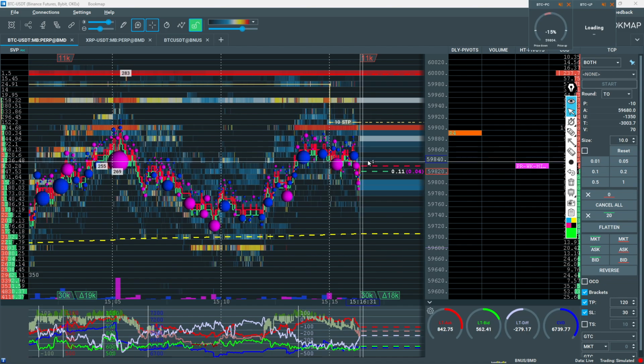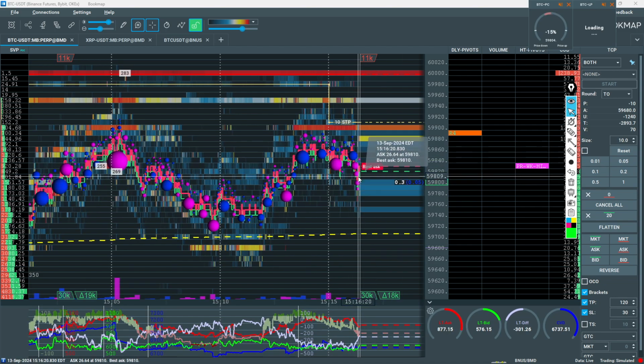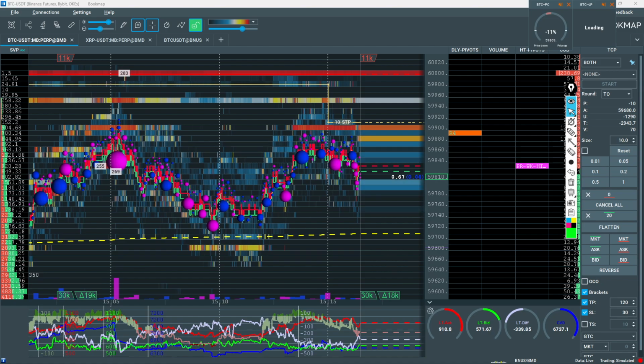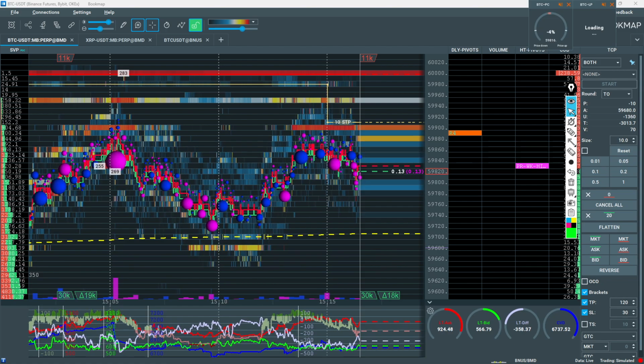All right, it's looking like sellers want to start pushing down to the downside, but still not seeing anything right now.